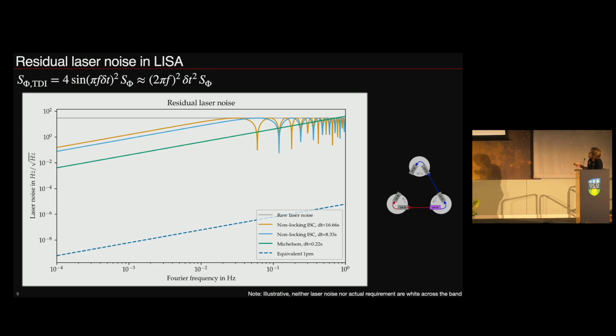This is the power spectral density. The laser noise is somewhere up here, around 30 hertz per root hertz. And by doing the simple Michelson, you just get down to this level. And we actually want to get down to this level, which is around a picometer. So we're very far away from that.